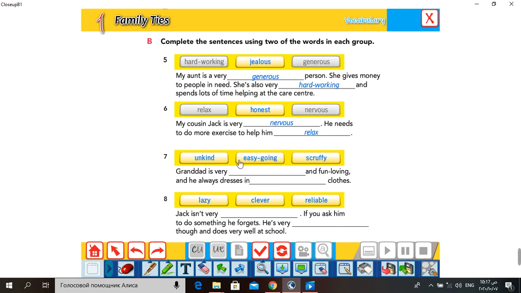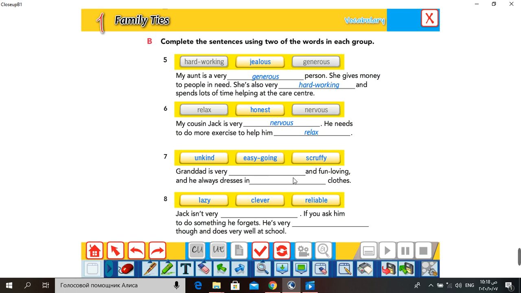Number 7, unkind, easygoing, scruffy. Unkind, of course, is the opposite of kind. Someone who's not kind, he's not good to others. Easygoing is a person that you can get on with. He's not a difficult person to deal with. And scruffy is like shabby or not organized or not decent in appearance.